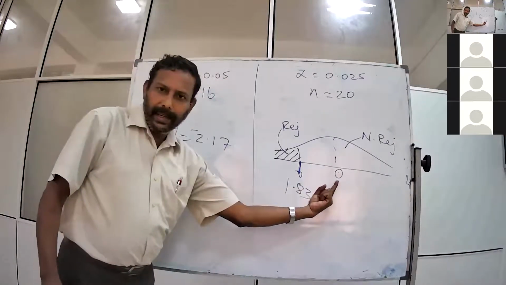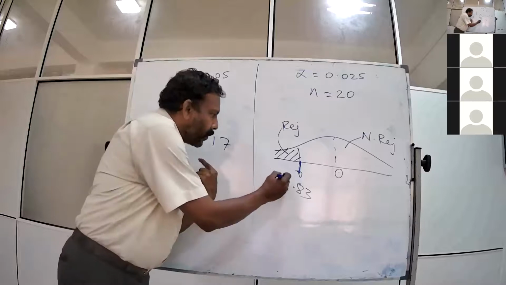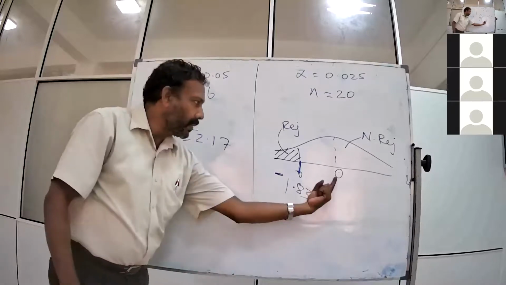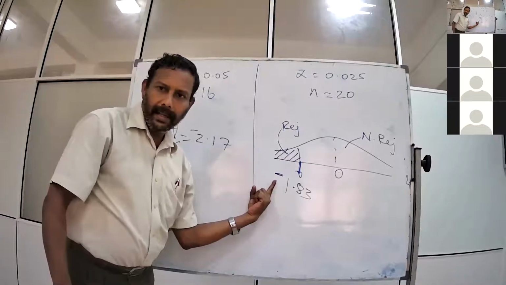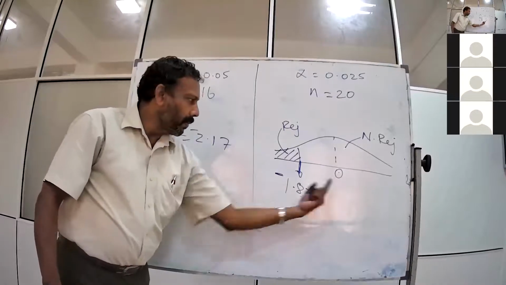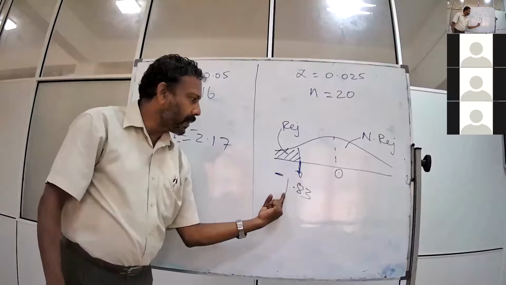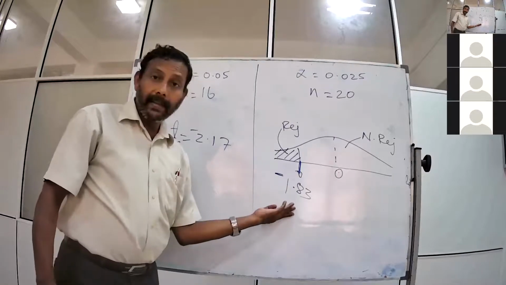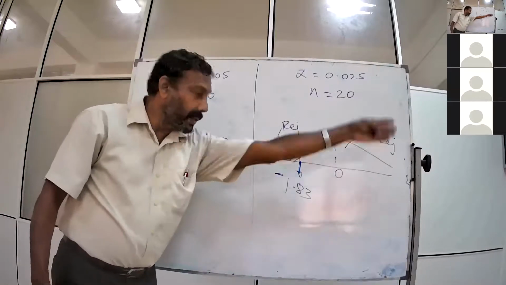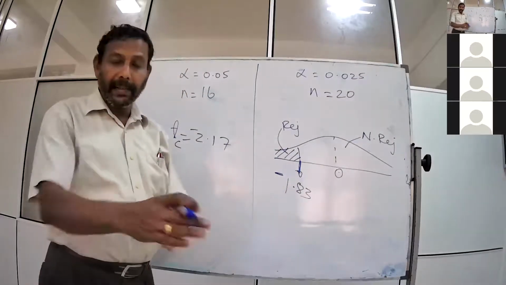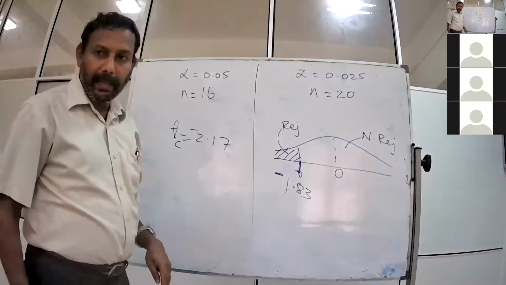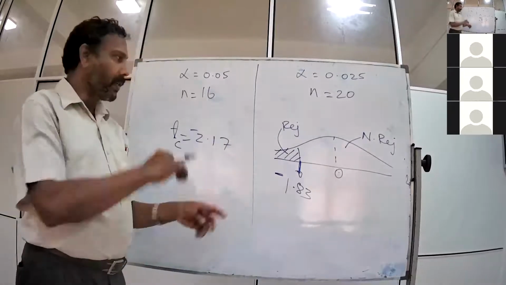So this is less than 0, so this should be minus, is it? If it is less than 0, it should be minus. I can't say 1.83 plus, because if it is plus, it should be on the right side. So this is symmetric. That is what I said. You can look at the table for both values because it is symmetric.